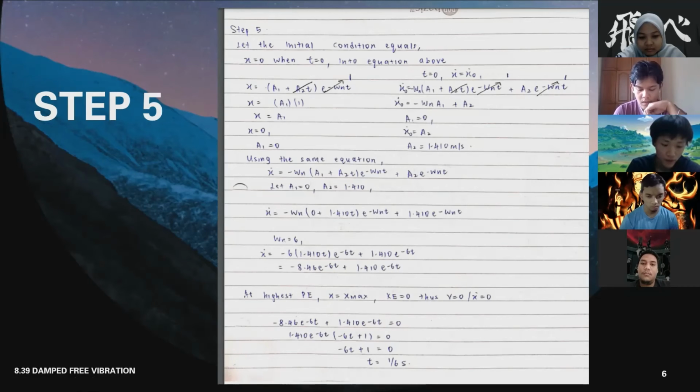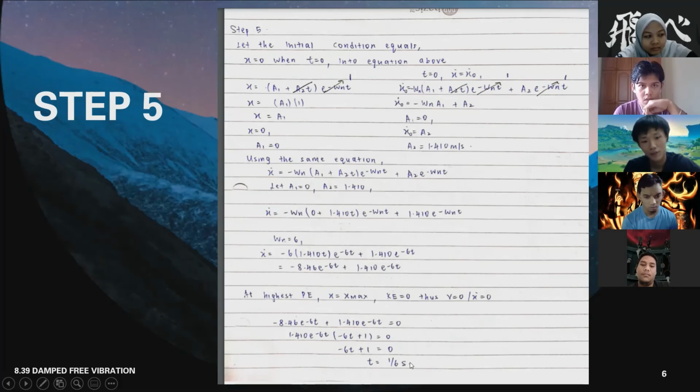To determine the maximum displacement, the energy theorem is used, where at the highest potential energy, the displacement is at maximum, whereas the kinetic energy is 0. When the kinetic energy is equal to 0, the velocity is equal to 0 as well. Thus, by substituting x dot equals 0, we obtain that t equals 1/6 s. So that's all from me.